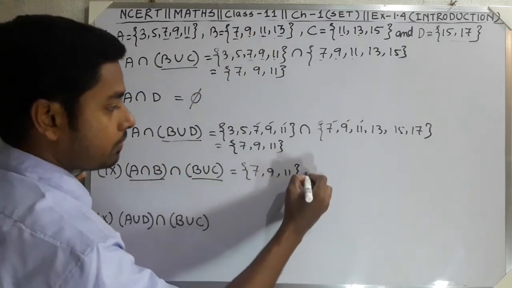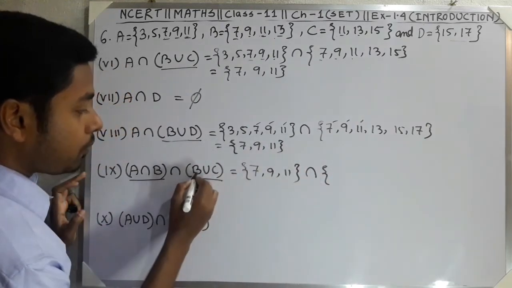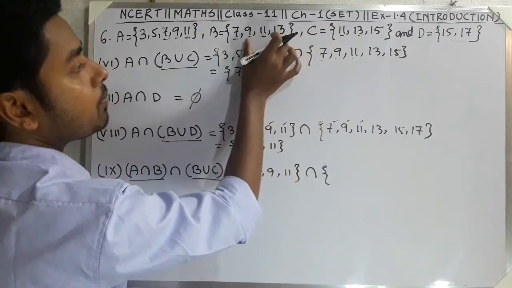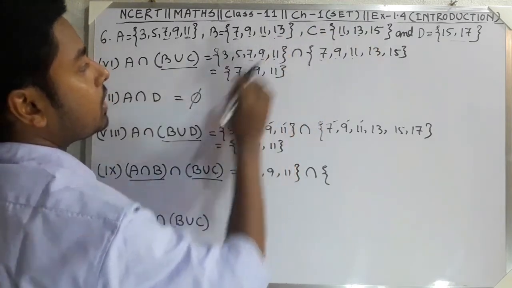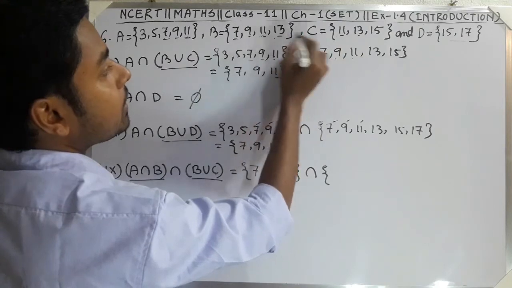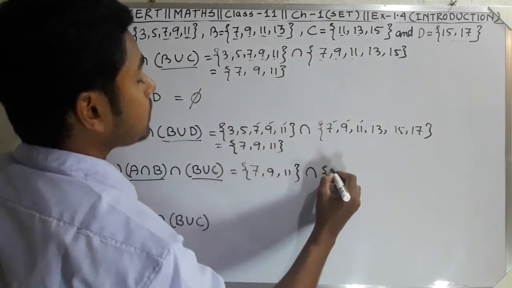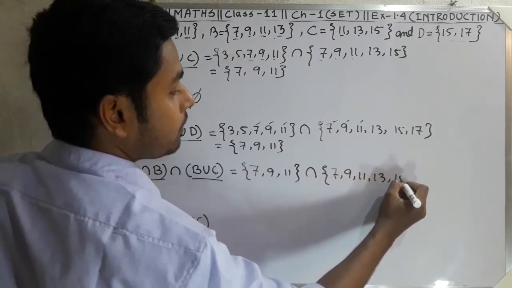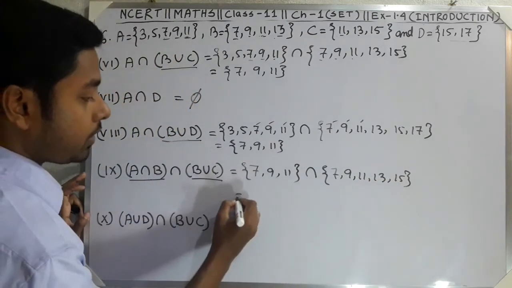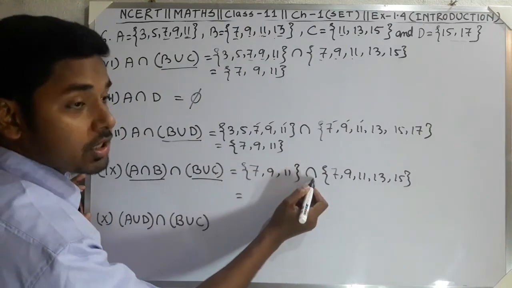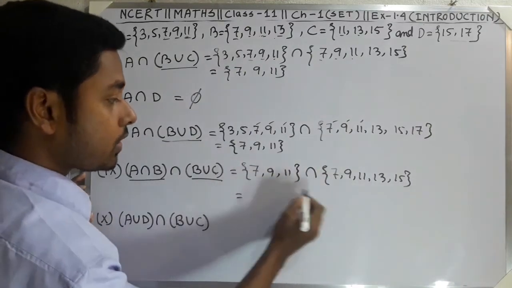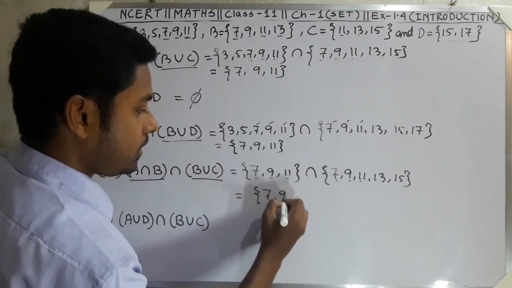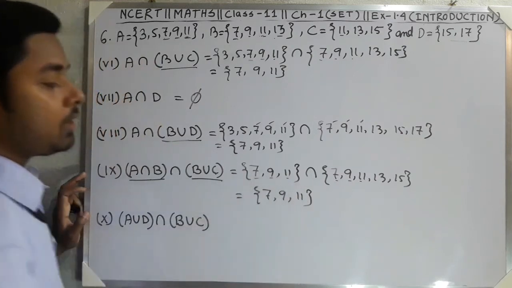Now we have to find out B union C. All the elements of B, all the elements of C, and common elements. So what are the common elements? 11 and 13. So 7, 9, 11, 13 and 15. Now we have to find out intersection. That means only common elements. So what are the common elements? 7, 9, 11. Common elements only.